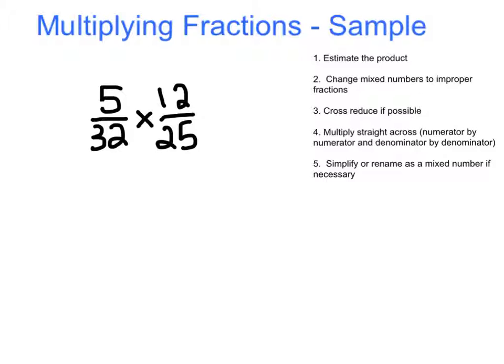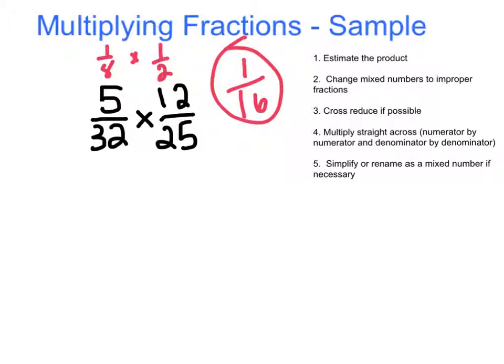Okay, here I want to take a look and go through this sample. I look at 5/32 times 12/25. First, I want to estimate. I see that 5/32 is close to 4/32, which is 1/8. And 12/25 is close to a half. So I'm thinking about, well, what's 1/8 times a half? That's about 1/16, so that's my estimate.